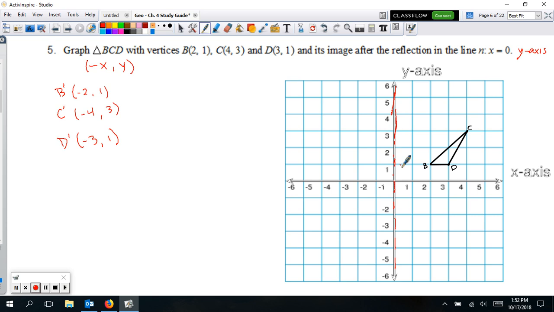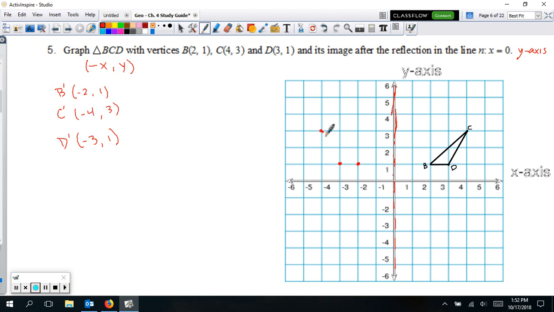Like I said, we could have also just seen that B is 2 away, so 2 away this way. That's B prime right there, which you can see is negative 2, 1, exactly what we put. And D prime is 1, 2, 3 away from that line. So 3 this side will be put right over here. For D prime, negative 3, 1, that's what D prime says there. C is 1, 2, 3, 4 away, so 4 on this side. It's right over here, which is what this one says, negative 4, 3.